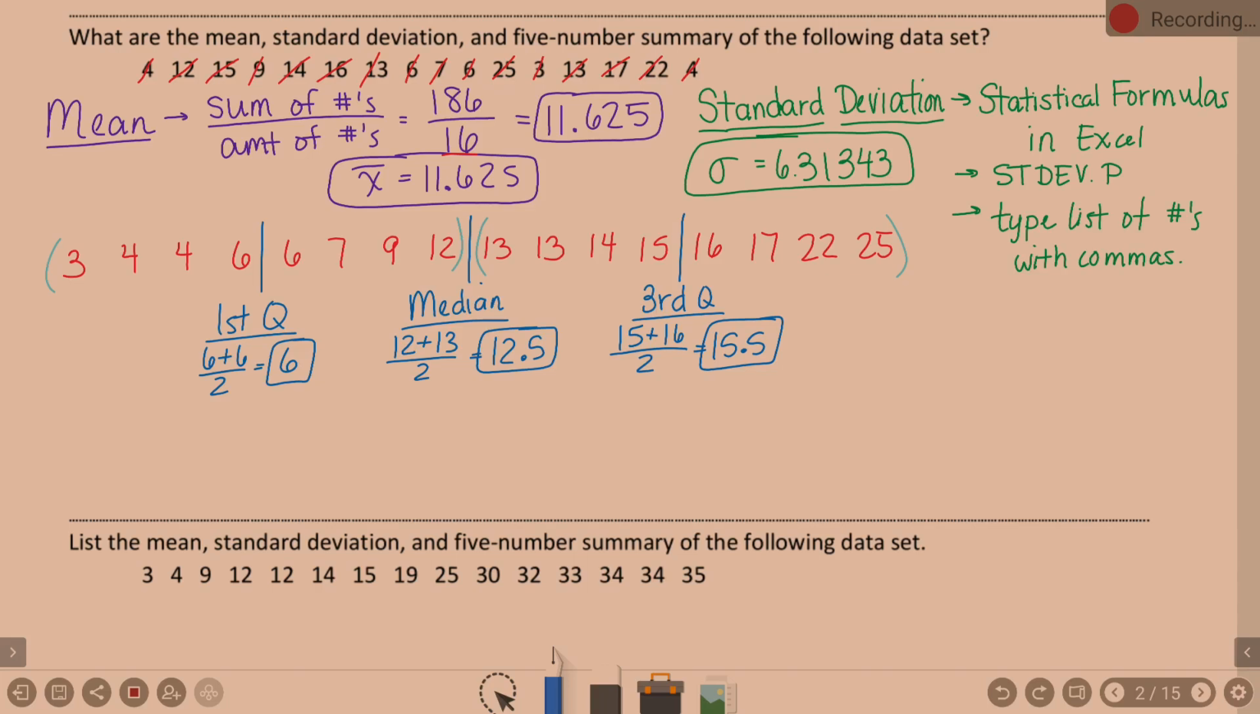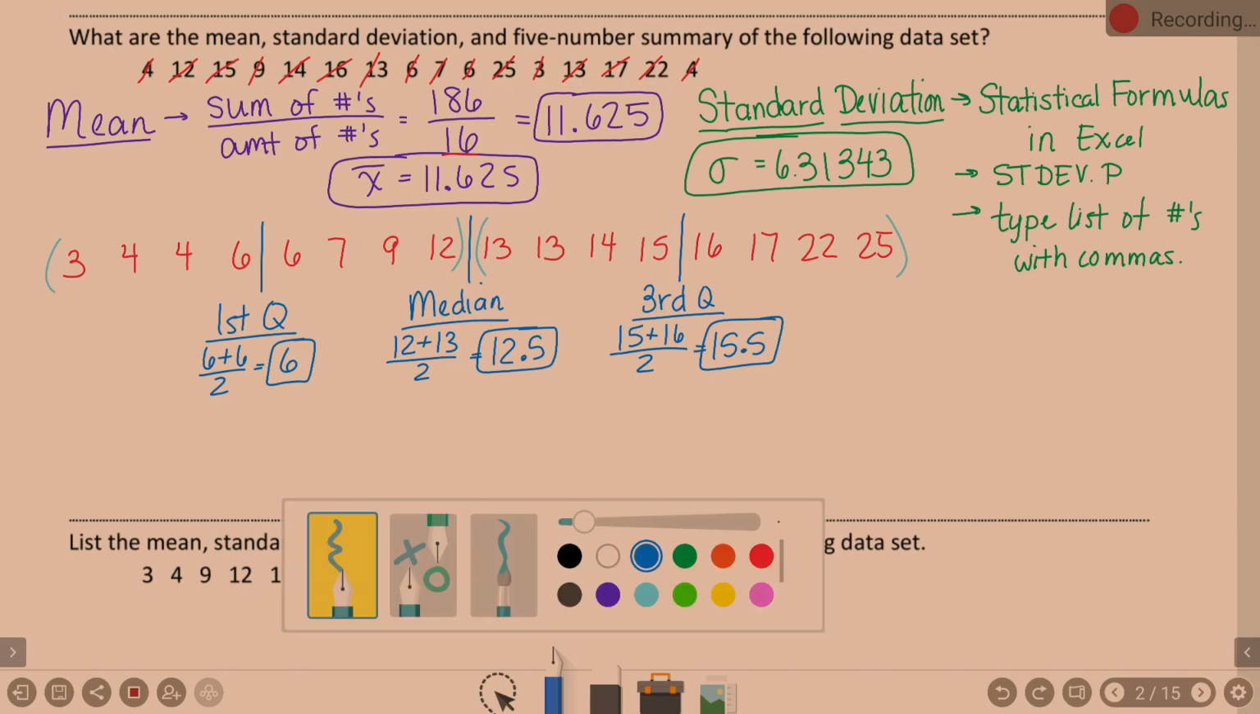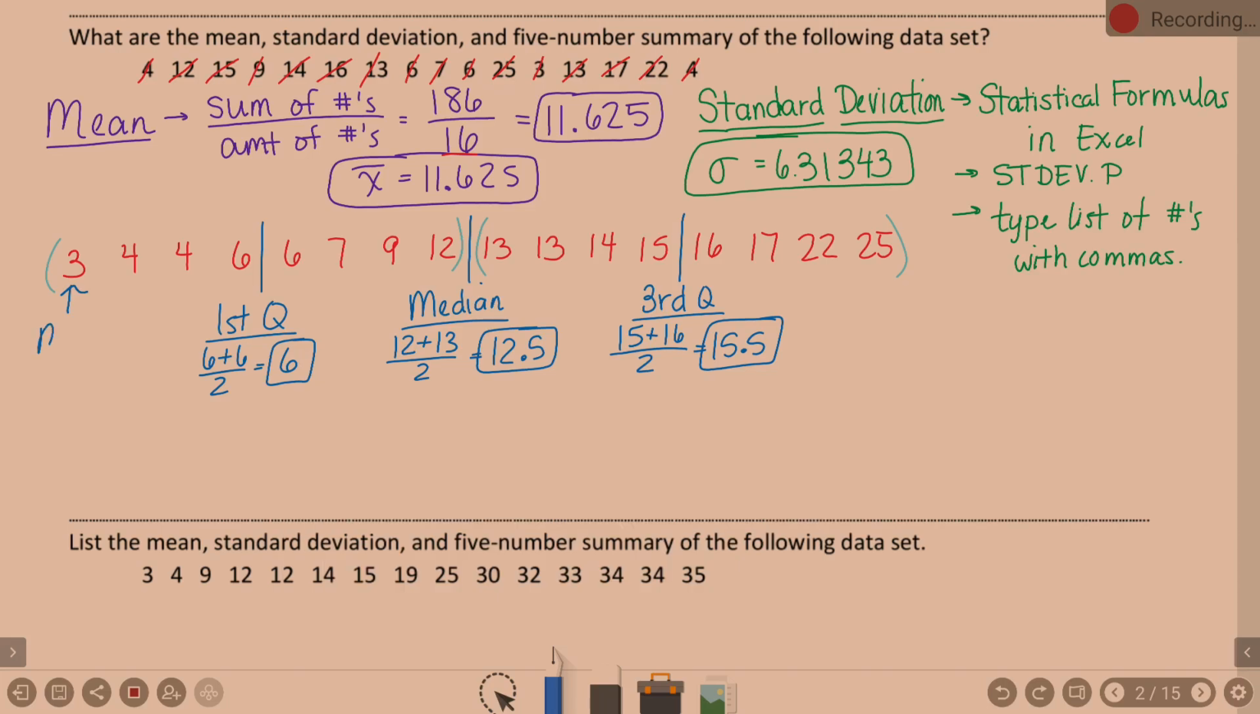Okay? Now, we have 3 numbers of our 5-number summary. What are the other 2 pieces we need? Minimum value. What's my minimum value? It is your lowest number, and so it is 3. And we need a maximum value. What's my maximum value? 25.